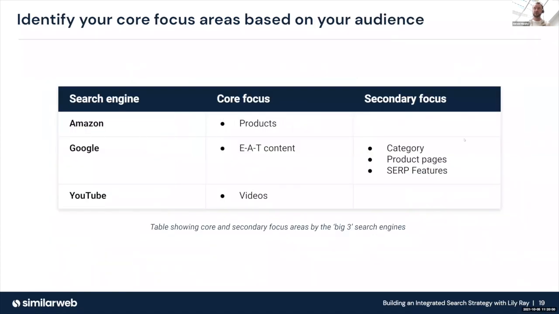So when we start to think of this, what we want to do is really think about what is the main aim of each of these engines. Ultimately, Amazon is all about products. So for anyone on the webinar at the moment who doesn't sell products on your website, that's okay. It may be interesting to look at the keywords that are on there, because that can help inform your strategy.